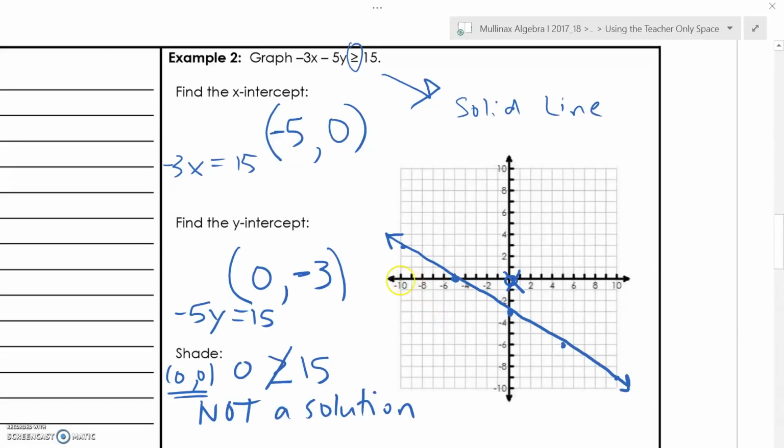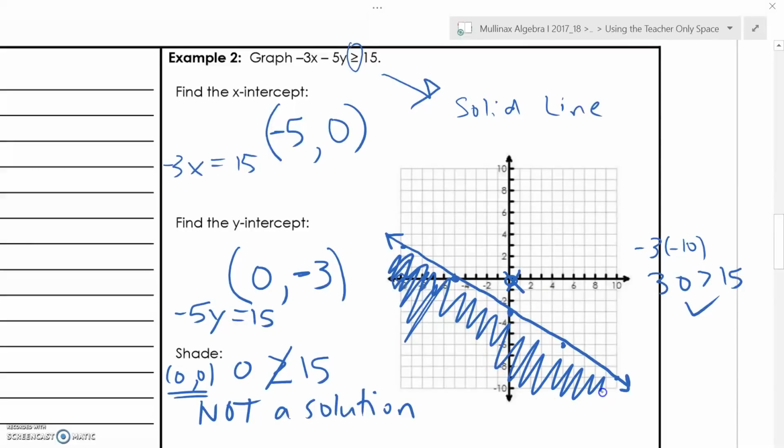I can plug in negative 10, 0. Let's plug in negative 10 for x, so negative 3 times negative 10. We're plugging in 0 for y. So 30 minus 0 is greater than or equal to 15. Is 30 greater than 15? Yes. So that just proves that this point on this side of the line is a solution. Since this point is a solution, that means all of the points on this side of the line are solutions.